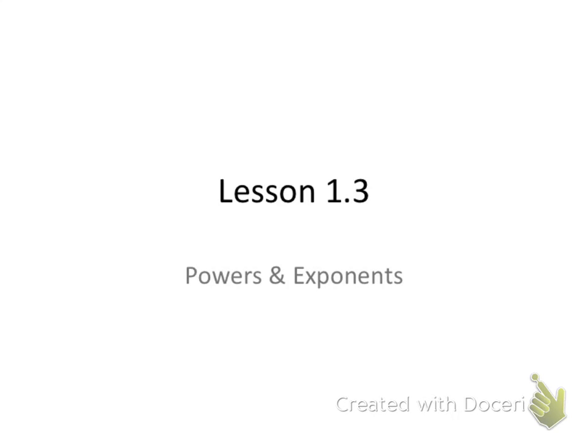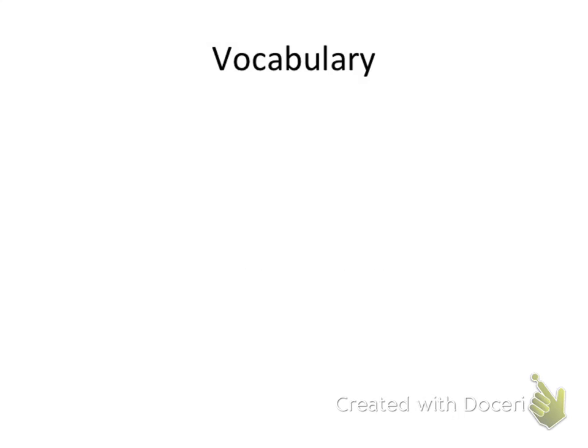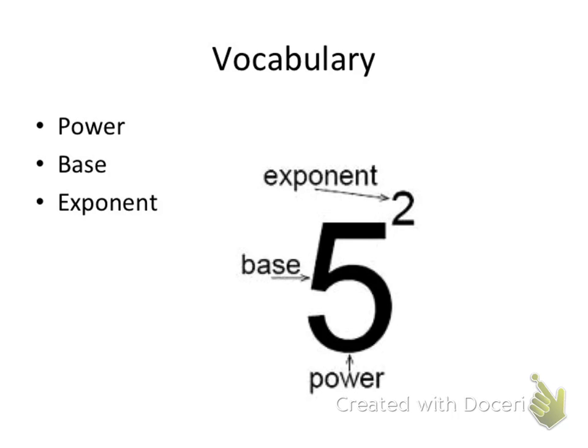Today's lesson, 1.3, is about powers and exponents. So the reason I've left this vocabulary slide in here is because there's some basic parts of a power. When we look at a power, it's the whole thing, right? 5 to the second power. There are two parts. You have your base, which is the large number. The base is the large number, which can be described as the repeated factor. And the exponent, which is basically telling you how many times the base is a factor of itself.